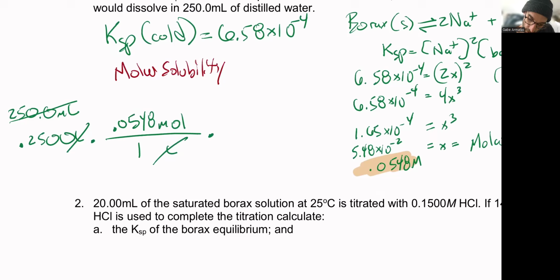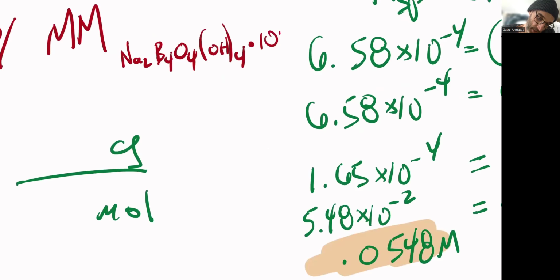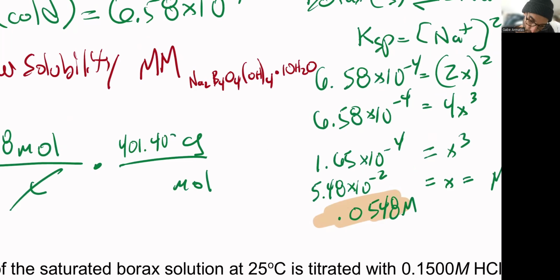I want moles to go away. I want grams to remain. And the next thing is going to be the molar mass of the borax. And so the borax, I'm just going to do the subscript here. Borax is Na2B4O5(OH)4, and more importantly, 10 water molecules. So 10 coordinated water molecules when I plug that in. That turns out to be a mass of 401.403 grams per 1 mole.